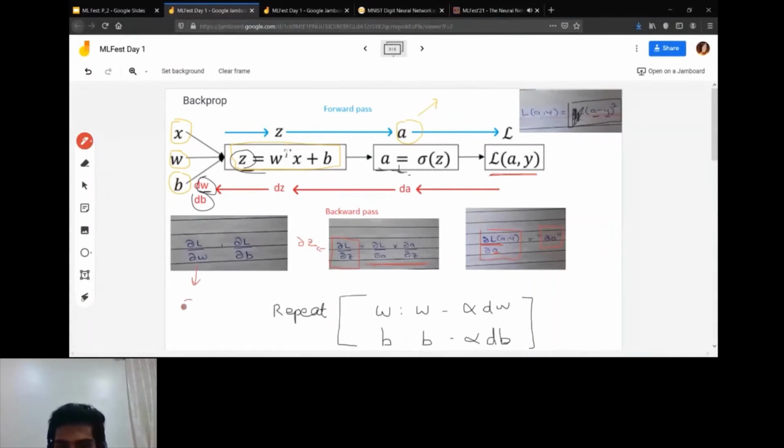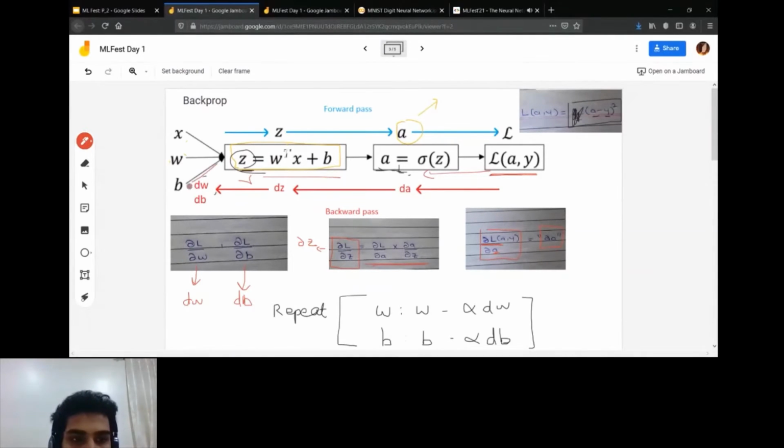This is our dz. We denoted ∂L/∂A as dA. Similarly, differentiation of the loss function with respect to weight is nothing but dW, and differentiation with respect to bias is dB. Okay, so now we differentiated the loss function with respect to weights, biases, and Z.